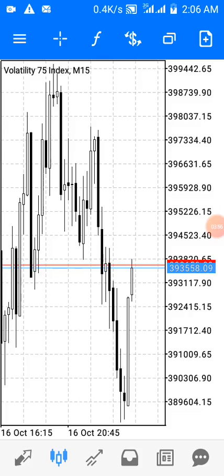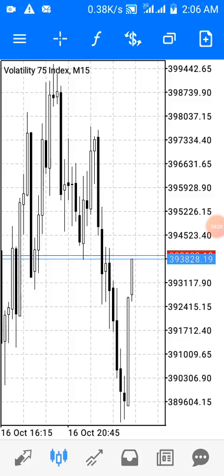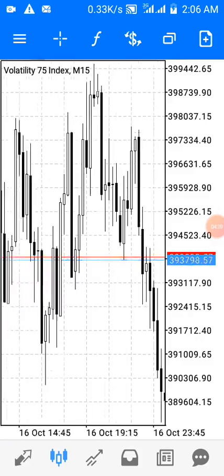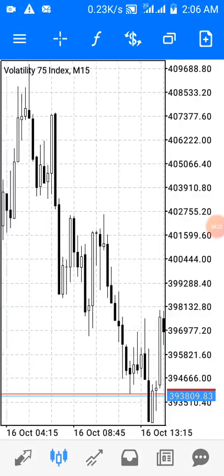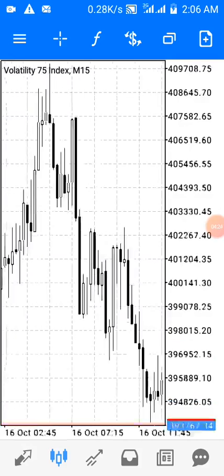If we are going long, you buy at the breakout of the resistance. If you are going to go short, you sell at the breakout of the support. But how do you identify support or resistance zones? On my chart, I have volatility 75 index, 15 minutes time frame.